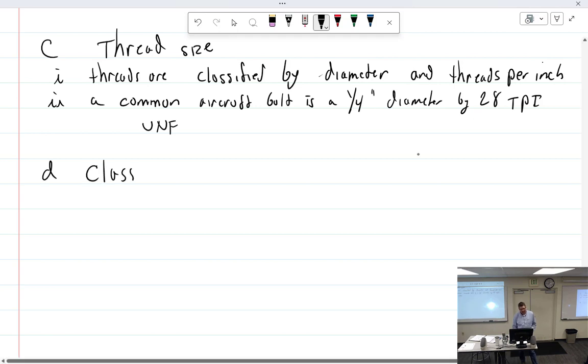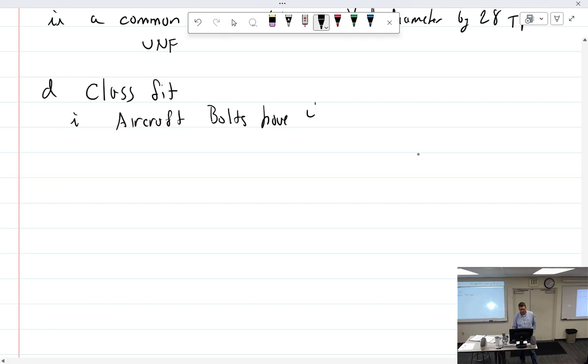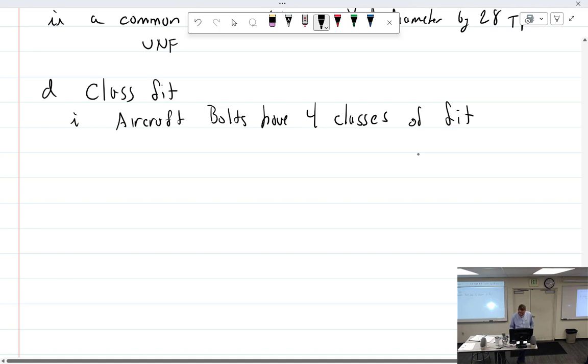Then we have a class of fit. This is how things fit together, the looseness of the bolt and nut, if you will. So aircraft bolts have four classes of fit. According to Fastenal, there are six classes: 1A and B, 2A and B, 3A and B. A is external threads and B is internal, but I'm not going to do all that. So, just so you know. Class one, a very loose fit, that can easily be turned by hand.